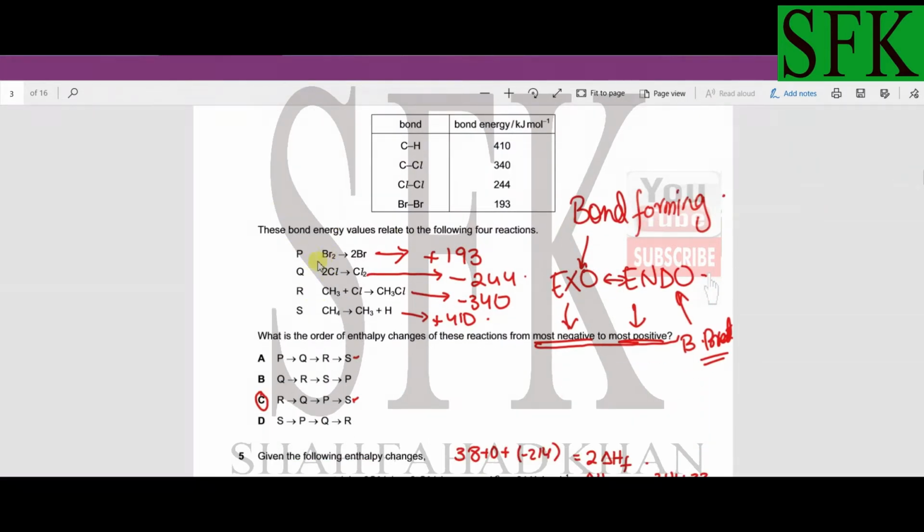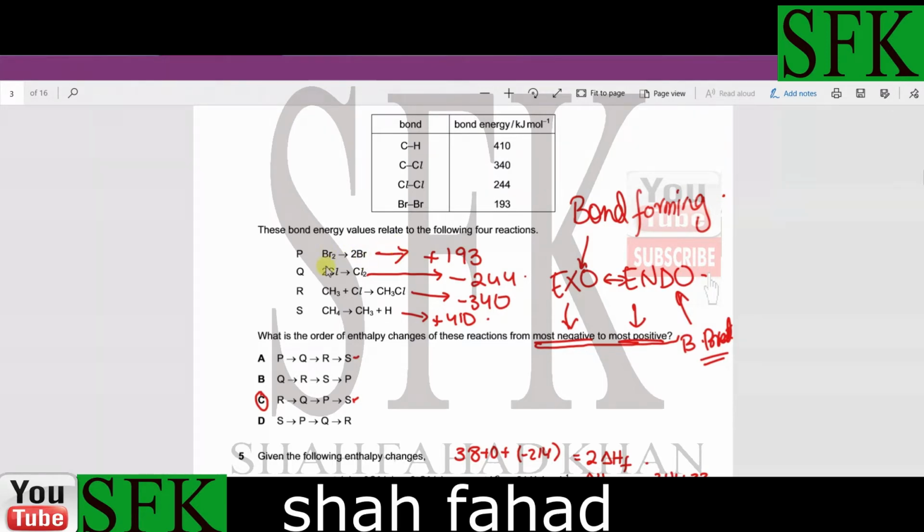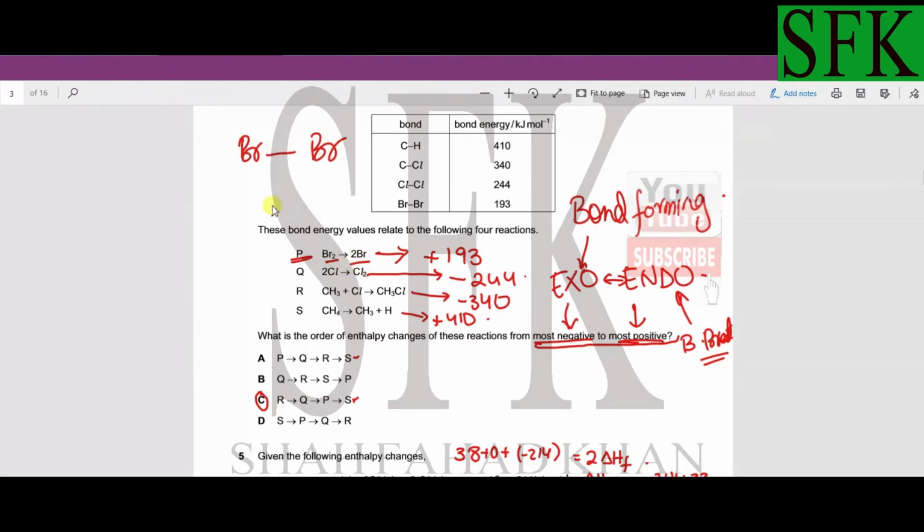Now, I have assigned the bond energies. How have I assigned the bond energies? In the P reaction, bromine is broken down into two bromine atoms. This means that the bromine-bromine bond has been broken. Since this is a bond breaking reaction, it's an endothermic reaction, and the energy is 193. So plus 193 kilojoules per mole is going to be the enthalpy change of this reaction, because this is a bond breaking reaction, therefore it is an endothermic reaction.